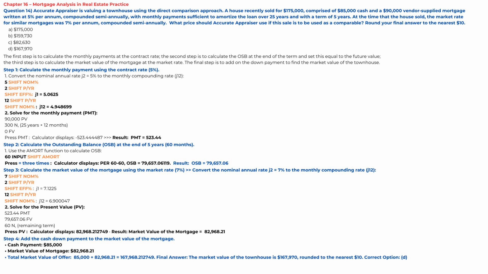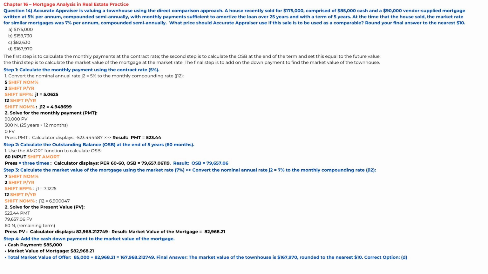The first step is to calculate the monthly payments at the contract rate. The second step is to calculate the OSB at the end of the term and set this equal to the future value. The third step is to calculate the market value of the mortgage at the market rate. The final step is to add on the down payment to find the market value of the townhouse.